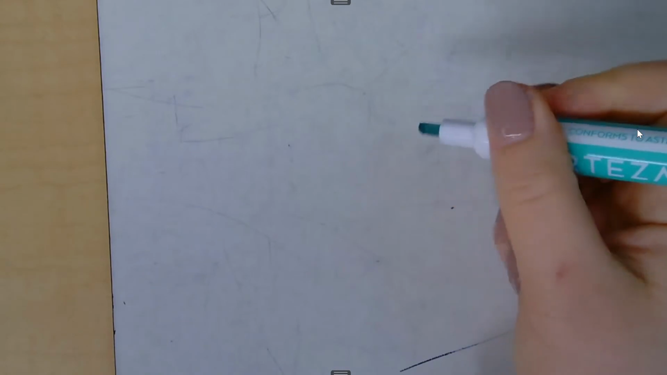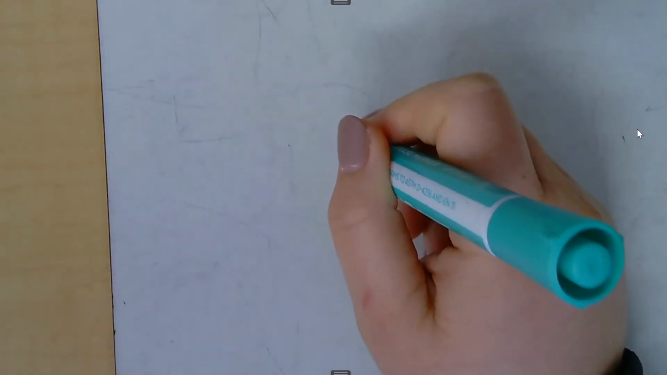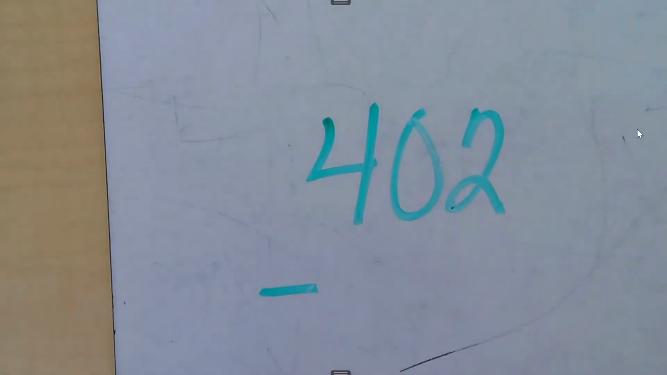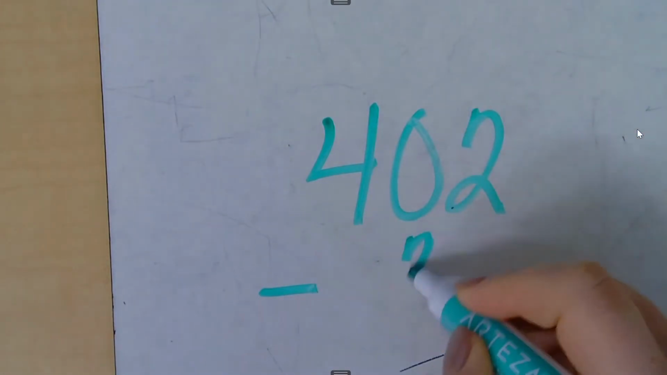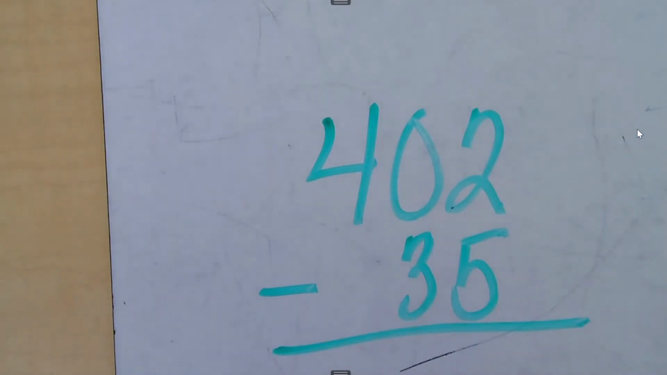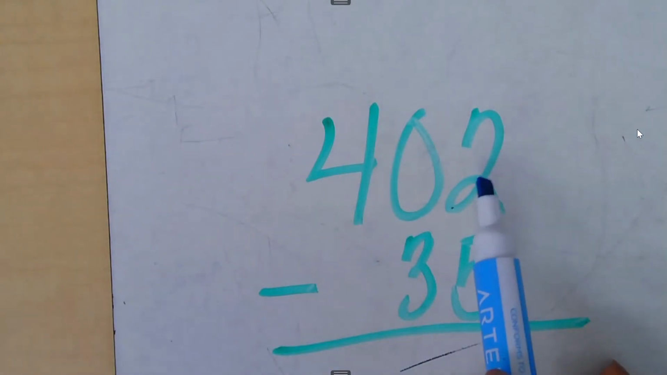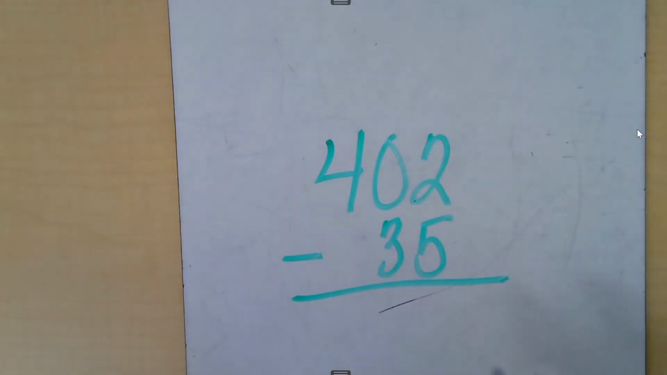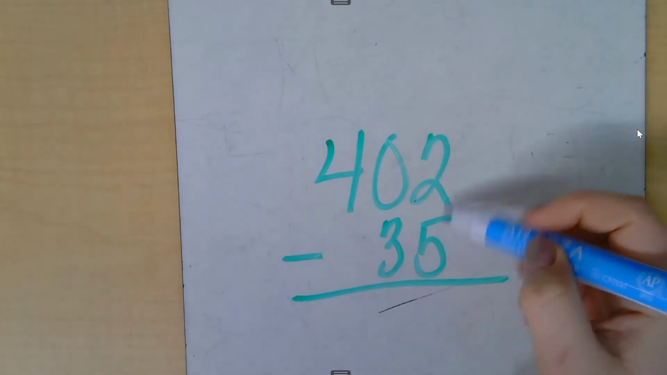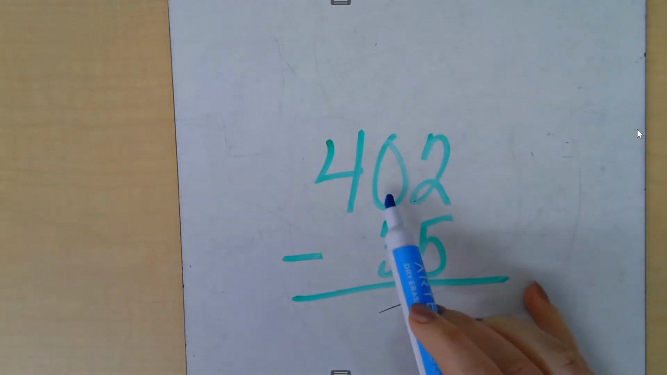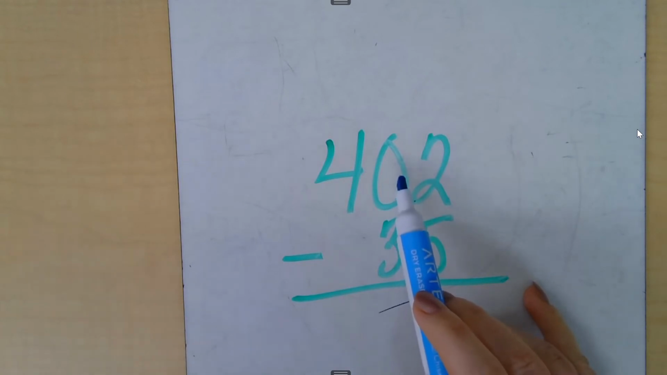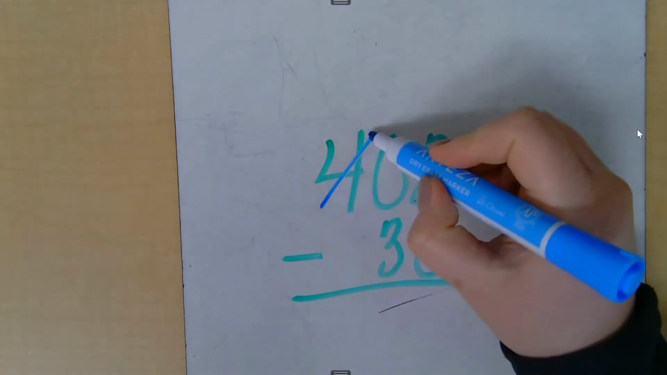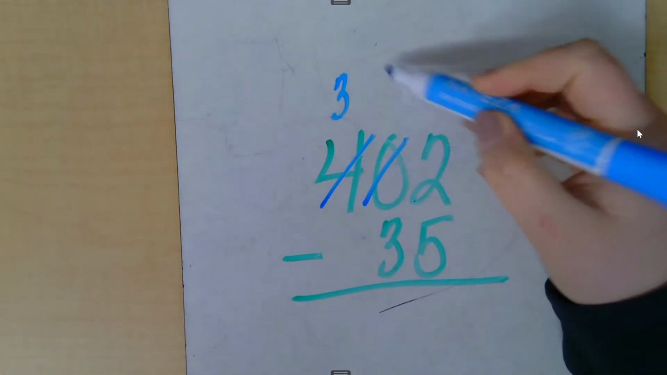Let's say we have 402 minus 35. You might say, oh, well, this doesn't have double zeros up here. It doesn't, but it still works as a good example. Watch. 2 minus 5, I cannot do it. 2 is smaller than 5. So I go to my neighbor for help. But notice my neighbor is a 0, so he cannot help me. So he has to go to his neighbor for help. So my 4 becomes a 3. My 0 becomes a 10.